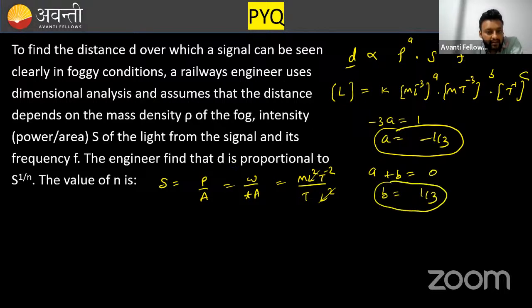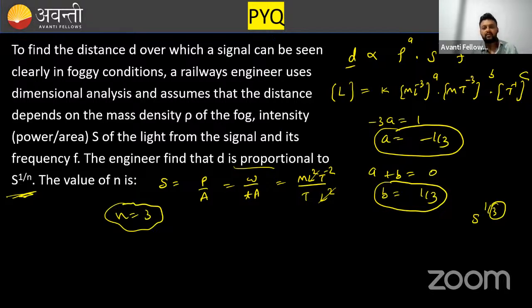The engineer finds d is proportional to s raised to the power 1 by n. What is coming s raised to the power? It is coming 1 by 3. So n is 3. n is equal to 3. Okay, only few. So you are getting minus 1. Okay, I think everyone is getting 3, most of you. 3 is the right answer.